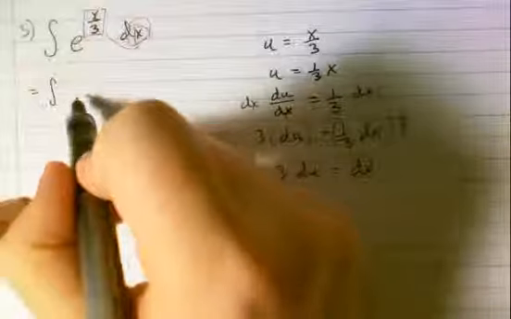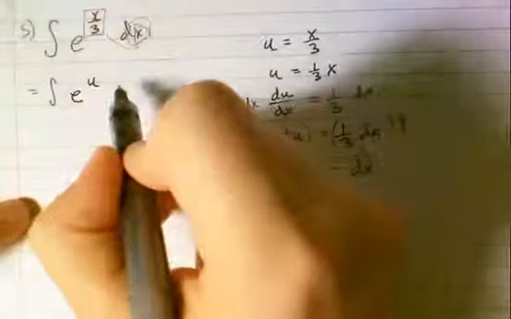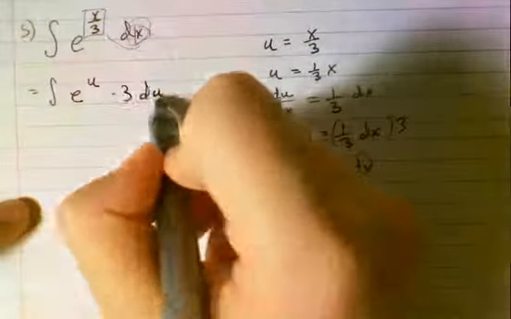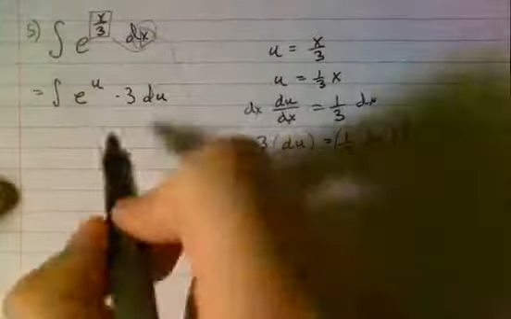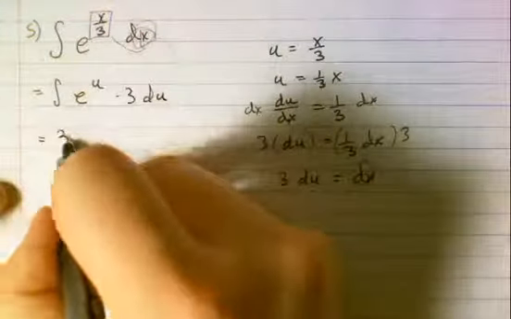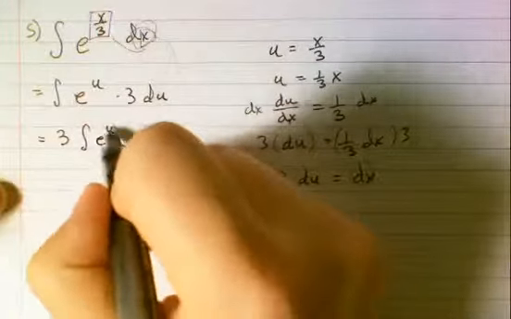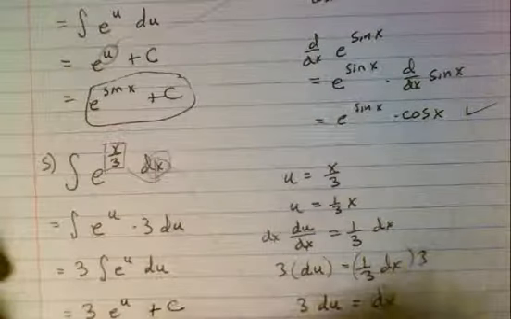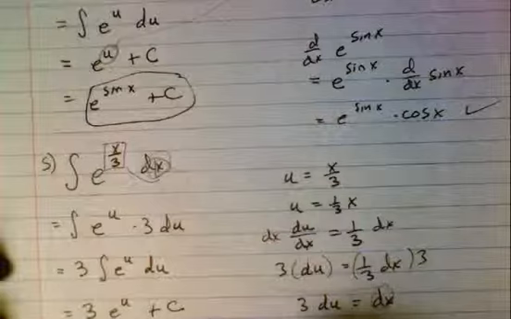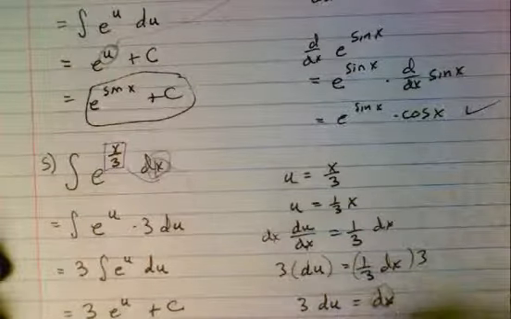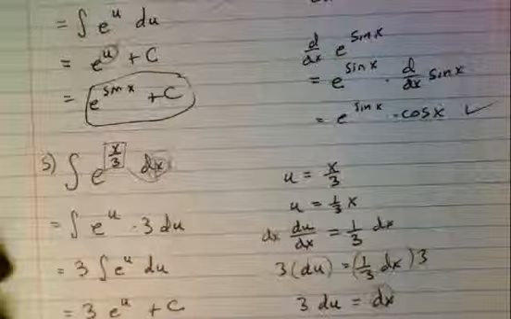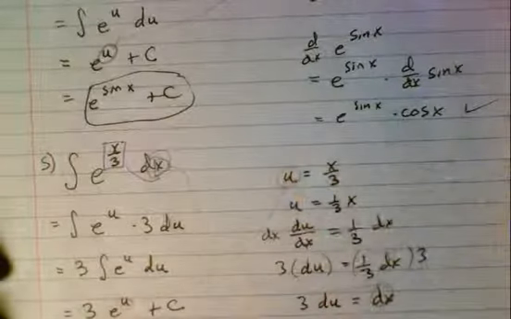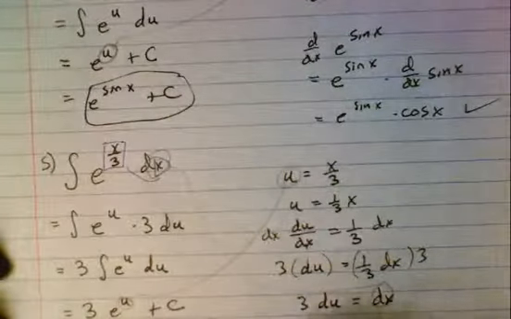This goes back in here. So we have the antiderivative of e to the u, and then 3 du equals dx. This 3 is still using the constant multiple rule, so it can just chill. We're going to take the antiderivative of e to the u du, same as we did on this one up here. So the 3's along for the ride. We have 3 e to the u plus c. Put our u back in. And there's our answer.